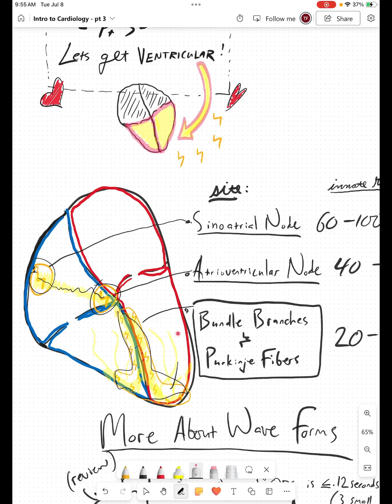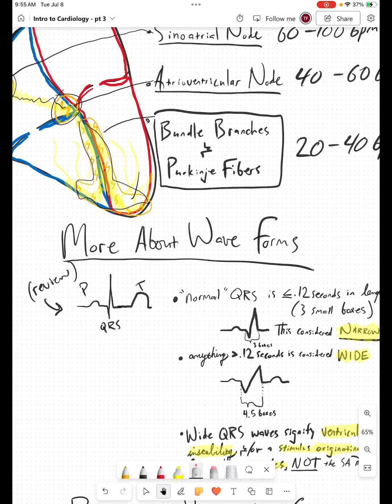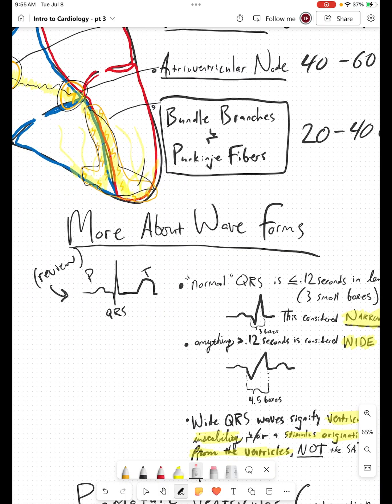We're going to review some basic stuff here. We have our P wave, and we have our Q, R, S, and our T. P is going to be the depolarization of the atria, QRS is the depolarization of the ventricles, and T is going to be repolarization of the ventricles.